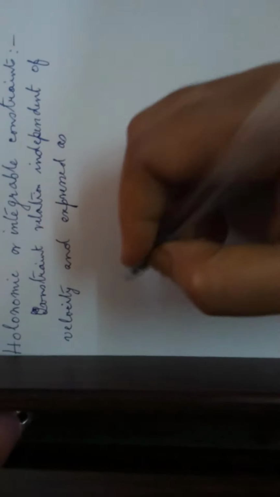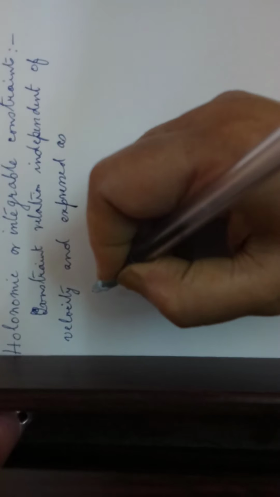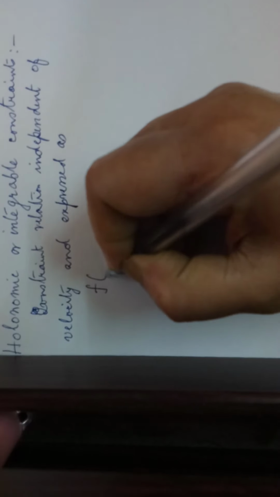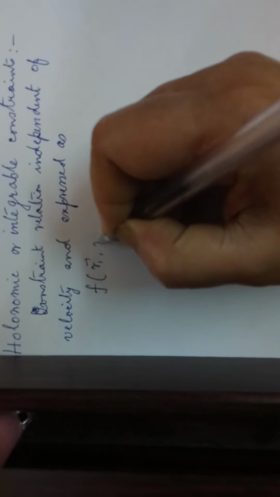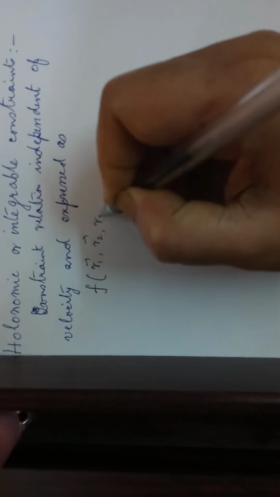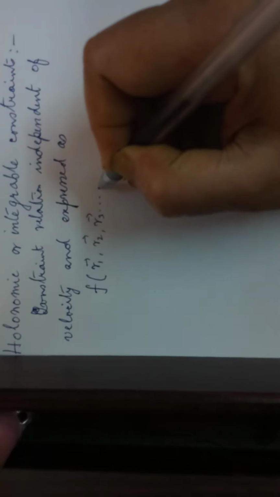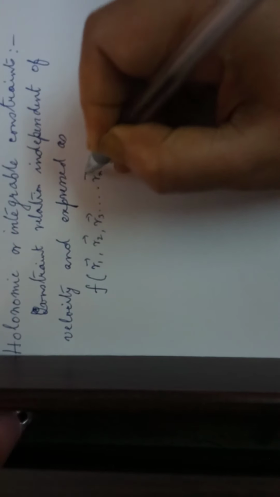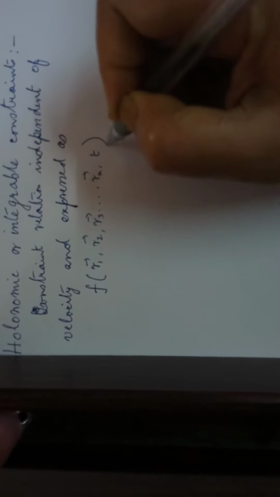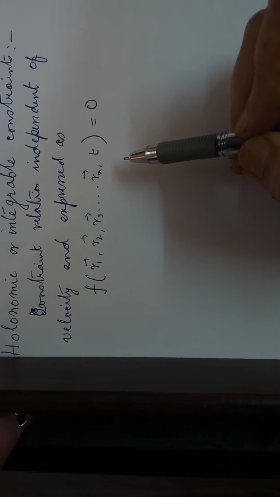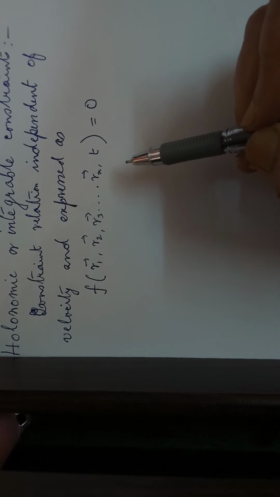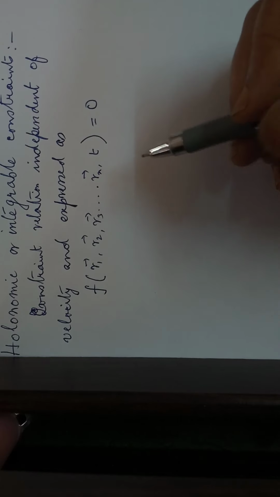How would you express a holonomic constraint? As a function of r1, r2, r3, and so on up to rn, and t, which is time, equal to 0. But you see it has no velocity component. You call this a holonomic constraint or integrable constraint.